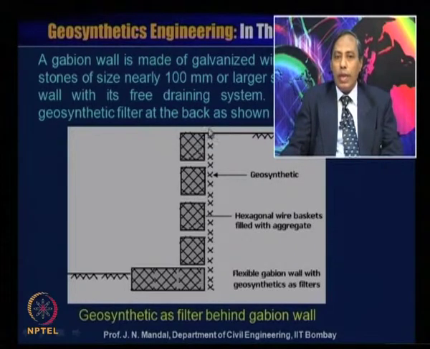So, that was the reason that you should provide one layer of geotextile material at the back of the gabion wall. Though the gabion itself is a very good filtration or drainage material, the water can pass through easily, but when you are placing the soil on the back, then the soil may clog this wall. Therefore, it is required to provide a layer of geosynthetic material. This is the flexible gabion wall with geosynthetics as a filter, and this gabion wall is a hexagonal wire basket filled with aggregate. So, you can see how the geosynthetics is placed at the back of the gabion wall.